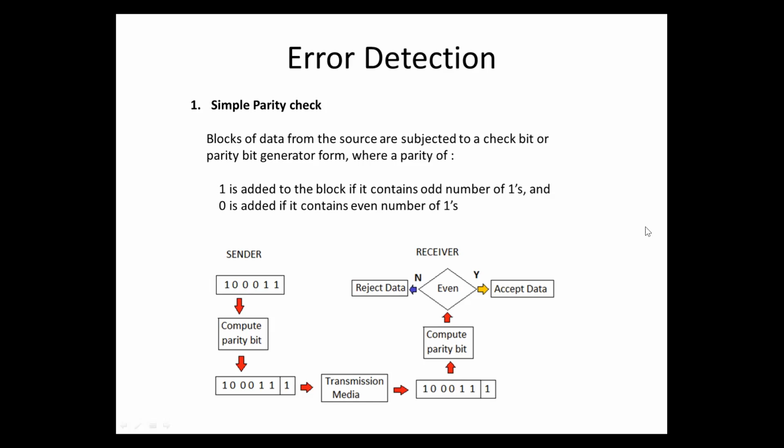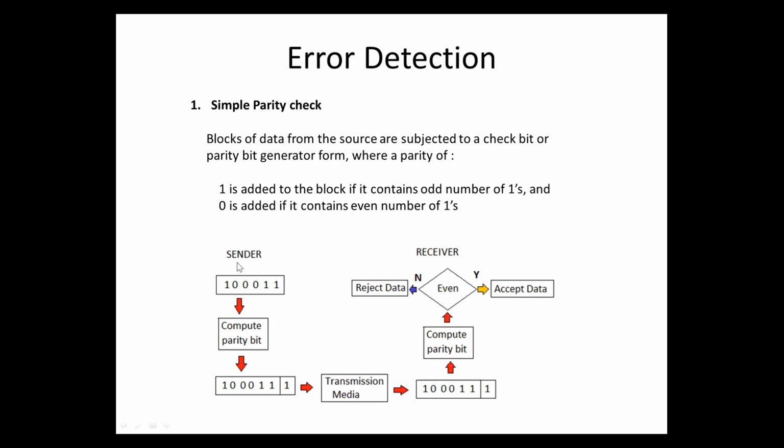Okay, now error detection, there's a lot of different ways of doing error detection. Probably one of the simplest ways is a parity check. And the way that works is it blocks the data from the source, subjected to a check bit or parity bit generator. So in this case, a 1 is added to the block if it contains an odd number of ones. A 0 is added if it contains an even number of ones.